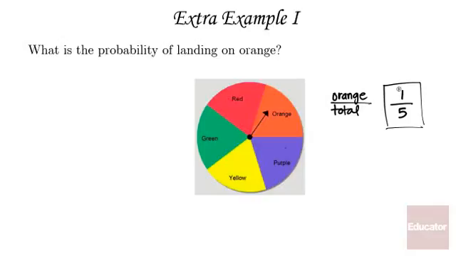If I ask you what is the probability of landing on purple? Well, there's 1 purple out of a total of 5 different colors, so it'll be the same thing, 1 over 5.